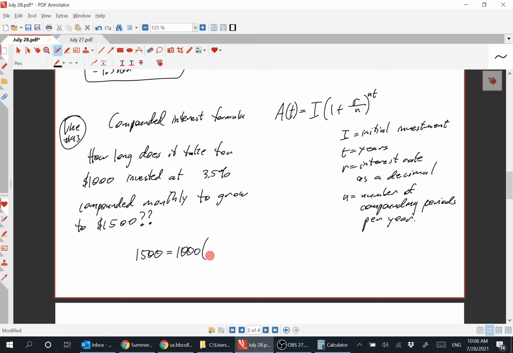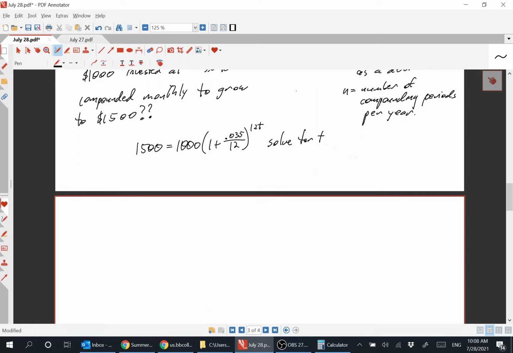Okay. So $1,000, no problem. 1 plus 3.5%. As a decimal, you've got to move the decimal place over two spots, so 0.035 over 12, to the 12t, and you want to solve for t. So 1.5 is equal to 1 plus 0.035 over 12, to the 12t.